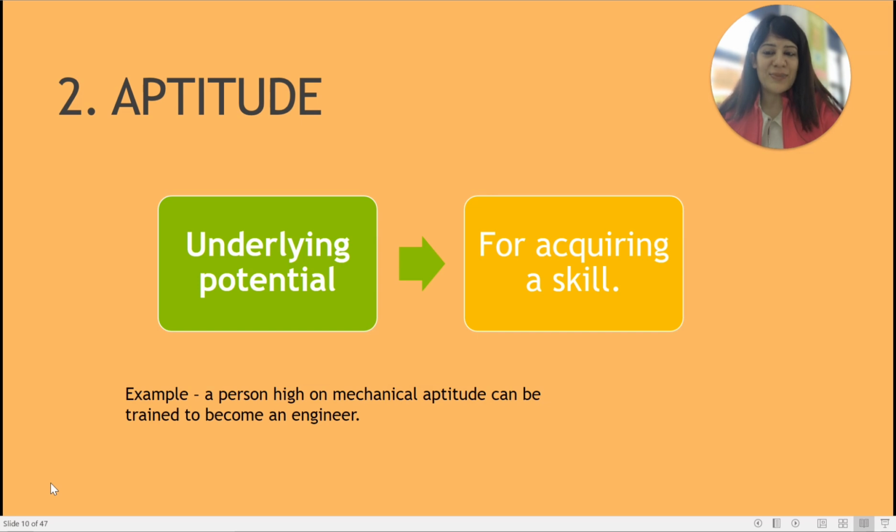Let's explore the next keyword, which is called aptitude. So what really is aptitude? Do you remember taking an aptitude test when you were coming from grade 10 to grade 11? Aptitude basically measures your underlying potential.